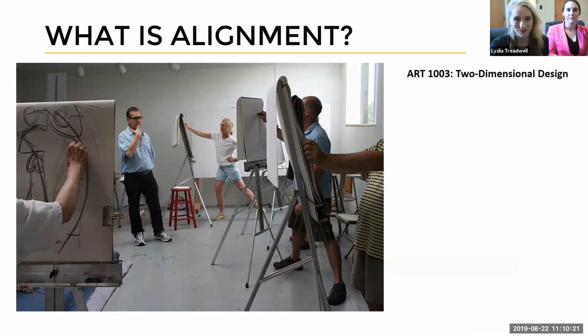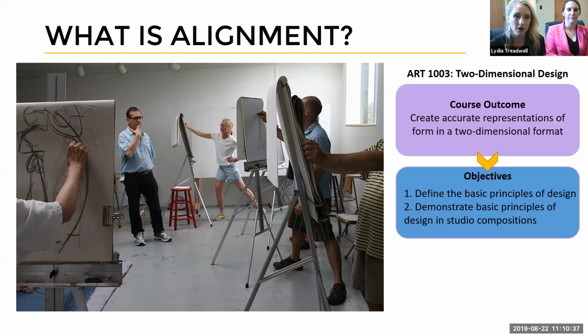So here's another example, and this is where alignment maybe didn't go so right. Say you're taking a two-dimensional design class. It's a studio class. It's what a lot of studio art majors take in their first year. And you look at the syllabus, and there's a course outcome stated that says create accurate representations of form in a two-dimensional format. This is the large goal of the class. You read this and you say, I'll be able to draw something that looks somewhat convincing to real life on paper. That sounds great. I want to be able to do that as an artist.